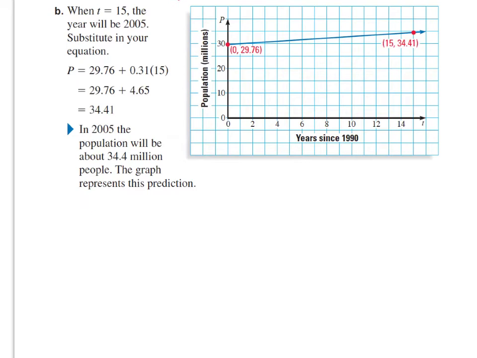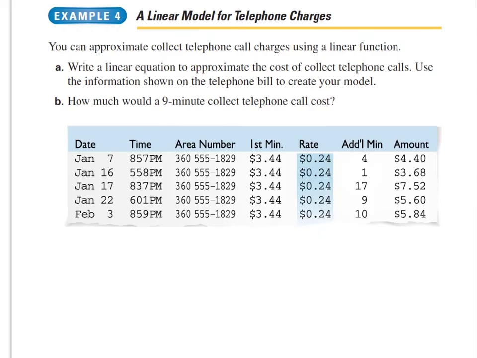So I've graphed that. You can see the initial value, again, in 1990, so when time is 0, 1990, the 29.76, there's the y-intercept, and then we have the 0.31 million people is the slope. You can see the graph.